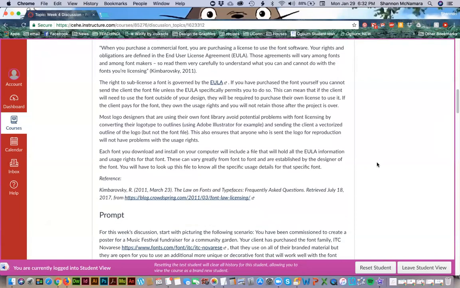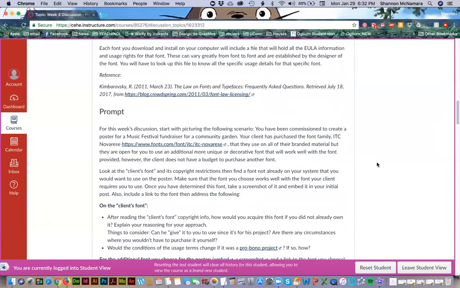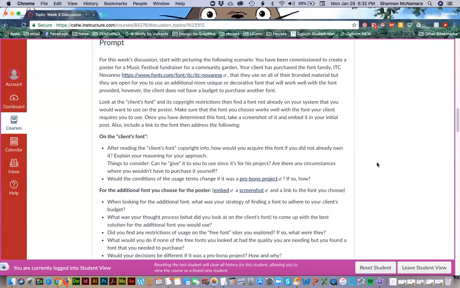So, a whole lot of information on font law. And it's kind of confusing. And the thing is, font law is actually different over in Europe. It's completely different. These are just the rules for the US.